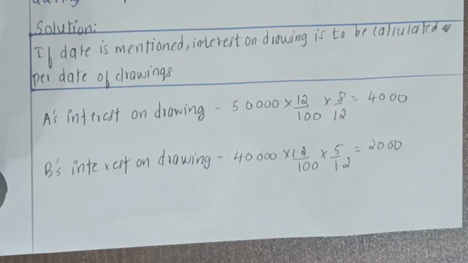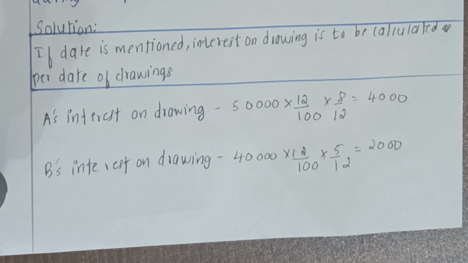A's interest on drawing is rupees 50,000 multiplied by 12%, that is 12 by 100, into 8 by 12. Why 8 by 12? You have to count from the month of July. Now on 31st July, the month is over. So start counting from August, September, October, November, December, January, February, March. Till 31st March it comes to 8 months, for 8 divided by the total months, 12. Which comes to rupees 4,000.